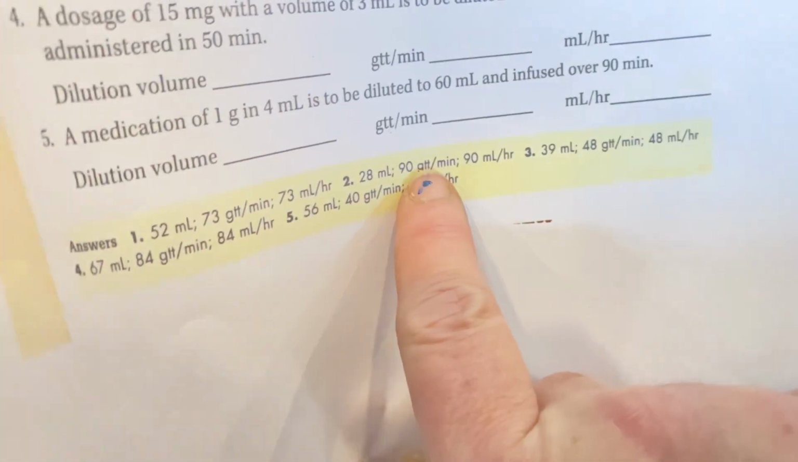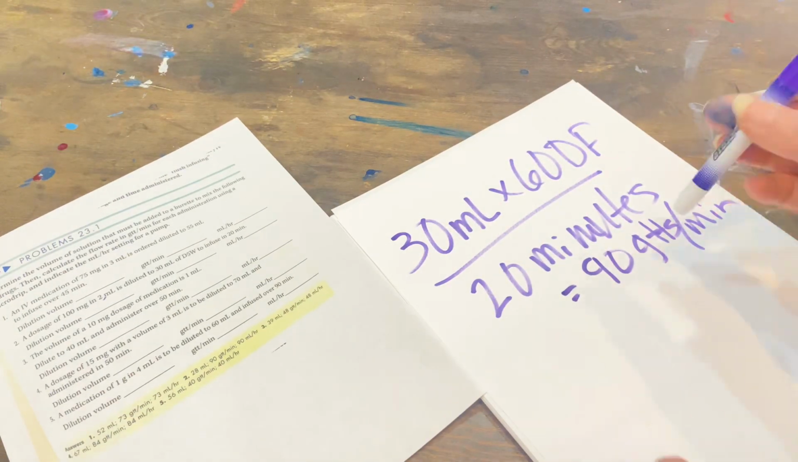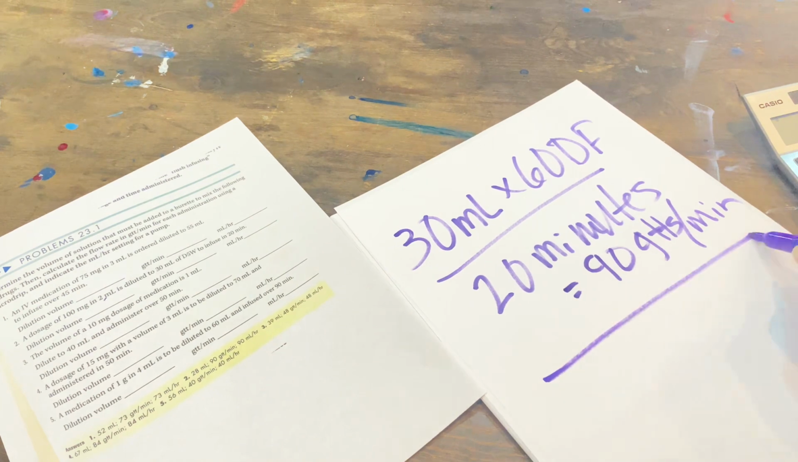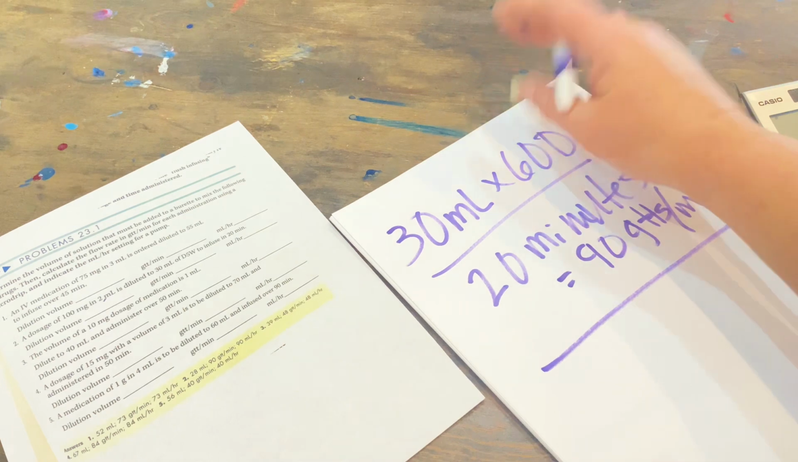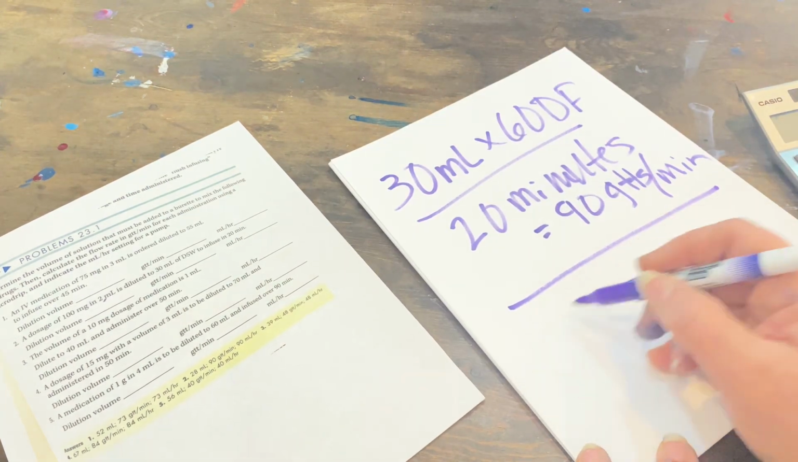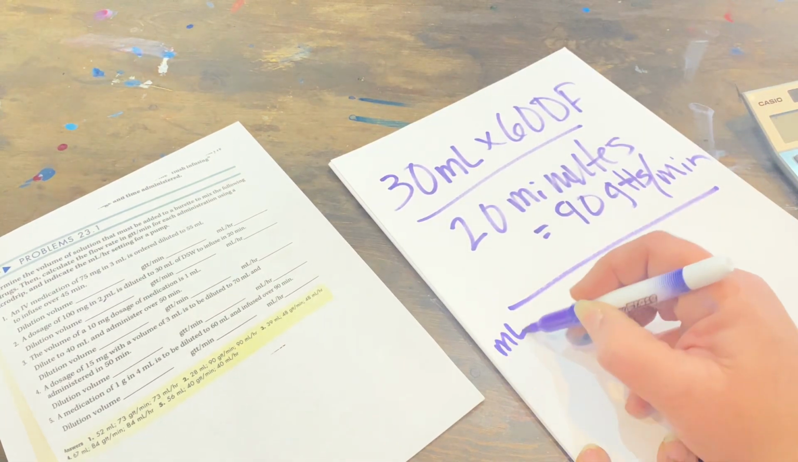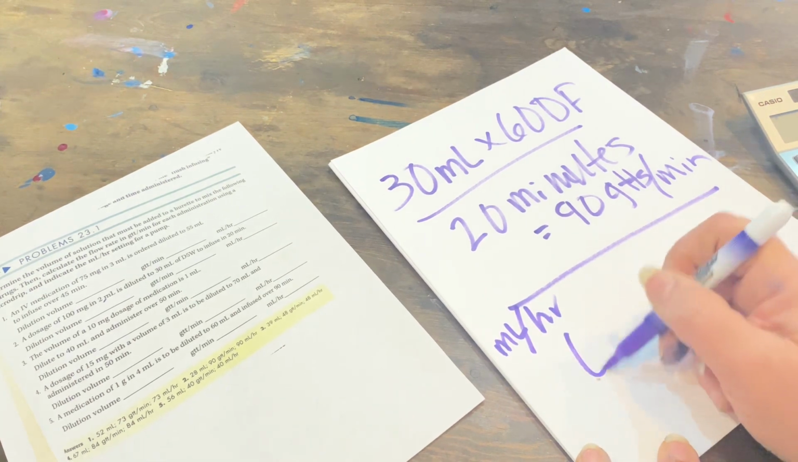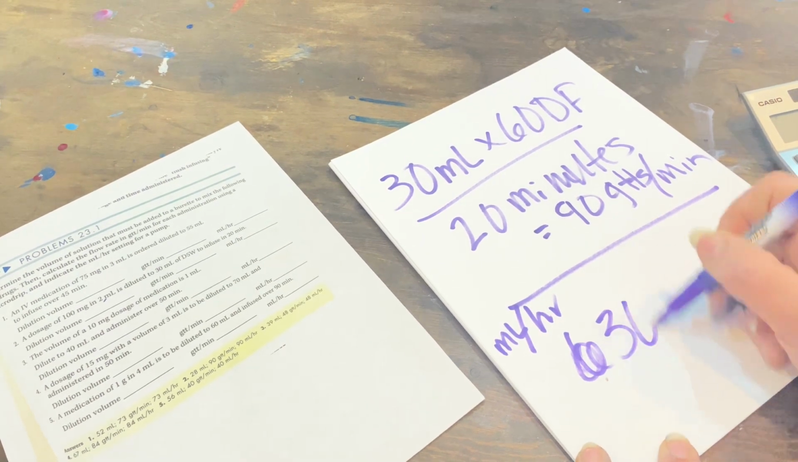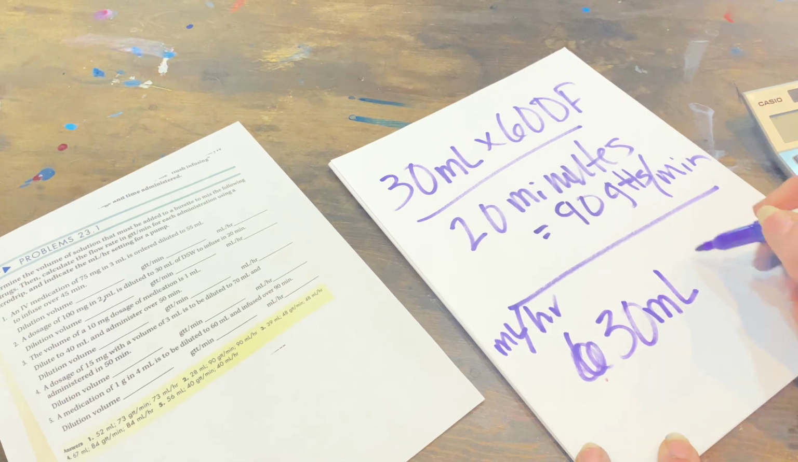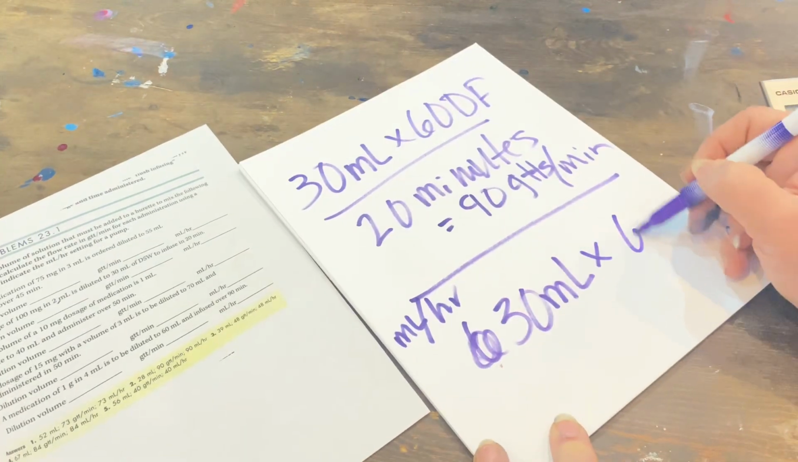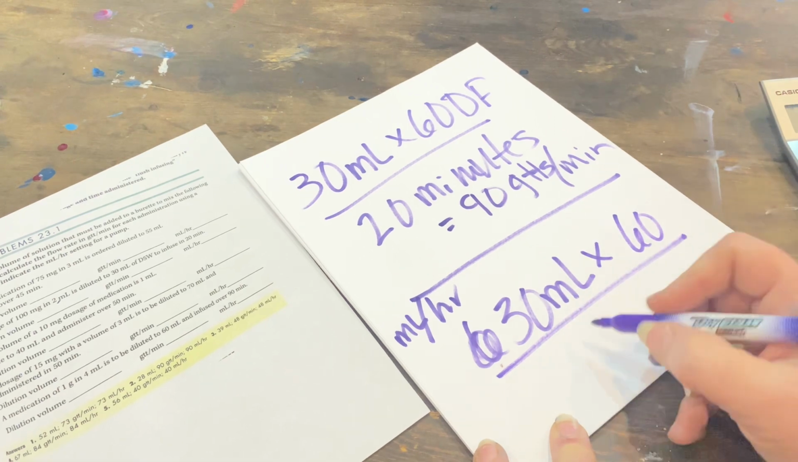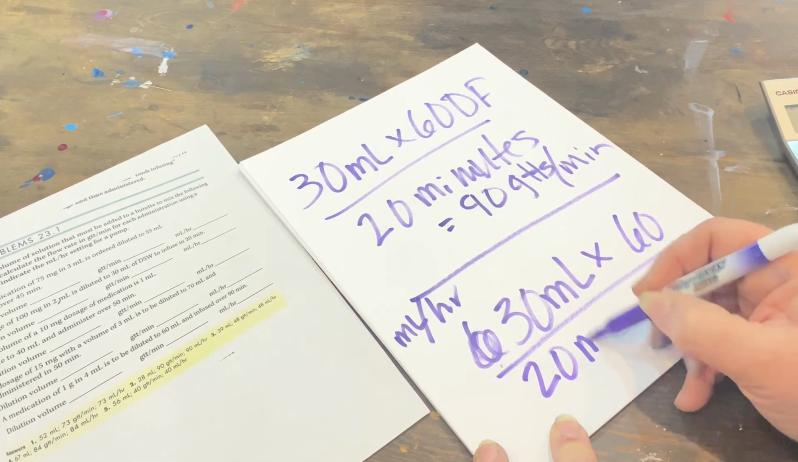And look, 90, we saved them. Okay, you see how you're coming out with the same thing when you do milliliters per hour and drops per minute? Don't think you're wrong. You're doing it right. So for the milliliters per hour, we have 30 milliliters. We got to tell the problem we're dealing with a 60-minute hour divided by 20 minutes.